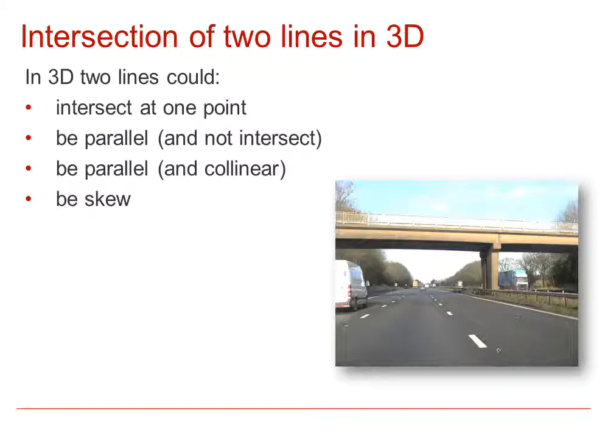So if we look at this picture on the right, the dashed lines dividing the lanes are parallel to each other and therefore they will never intersect. They are not collinear, it's not the same straight line. But if we look, for example, at the solid line down the side of the motorway and the rail across the top of the footbridge, then they are not parallel to each other, but they do not intersect, and those two lines are skew to each other.